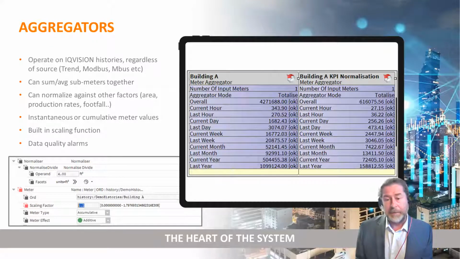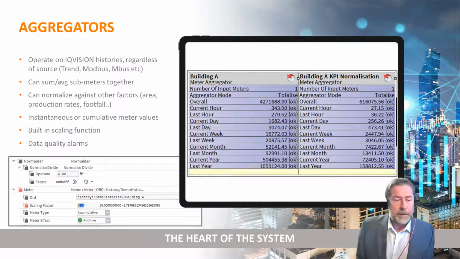And these numbers can be put straight into a screen as values, as bound labels. But the most important thing the aggregators do is feed other pieces of the IQenergy system, which we'll come onto in a bit. There are also normalizers built in.